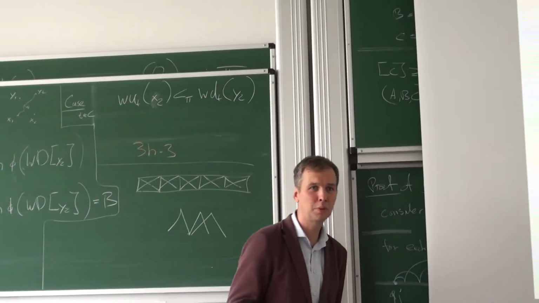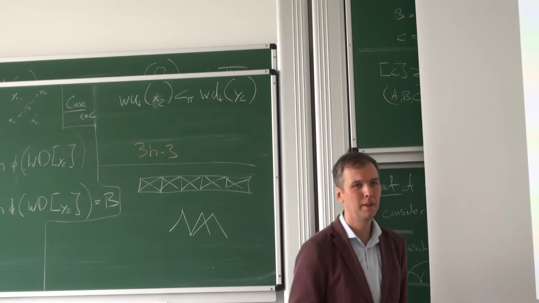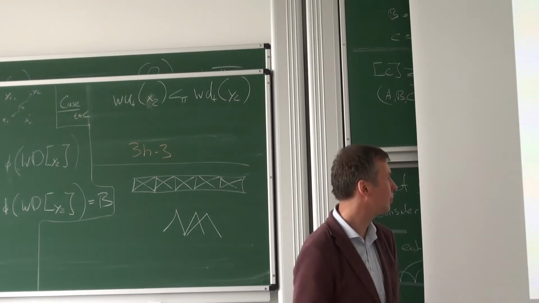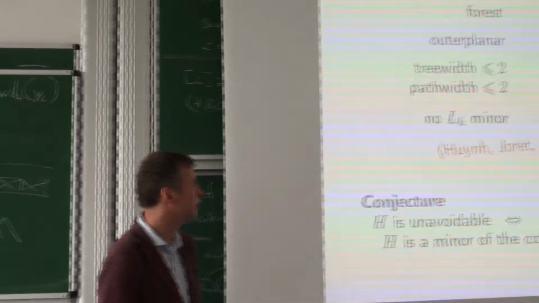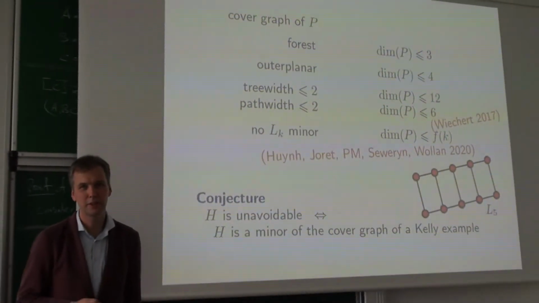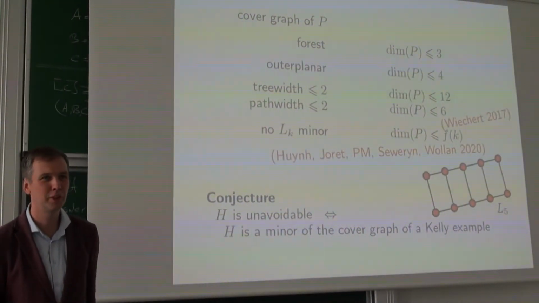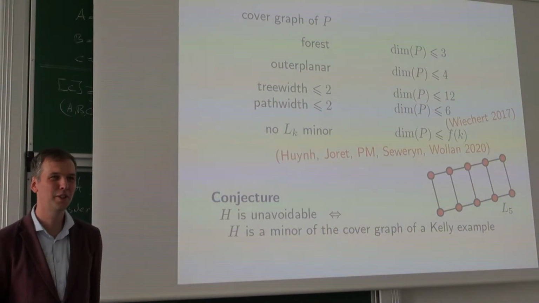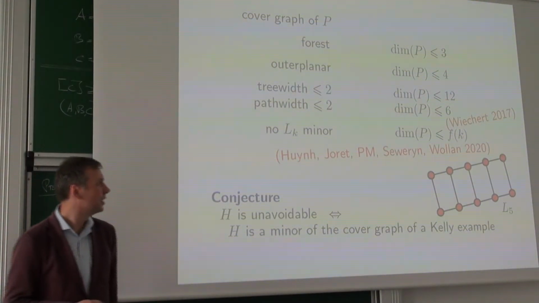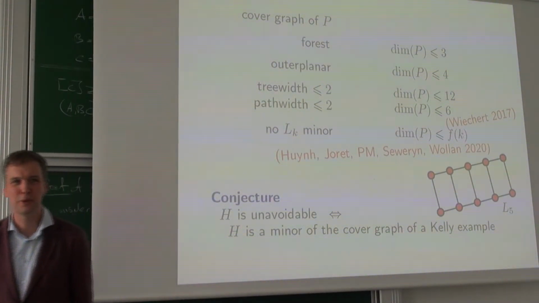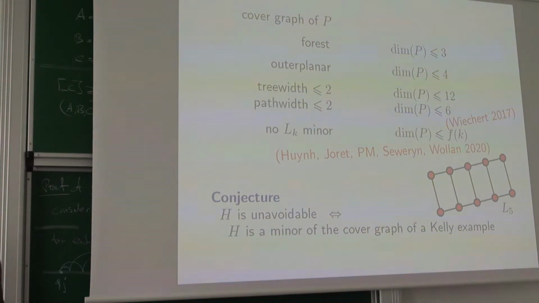For outerplanar graphs, we did an exercise yesterday. Dimension 4 is tight. For treewidth 2, well, 12 is a double-digit number. It cannot be tight, but we don't know anything besides 4, besides the outerplanar example.